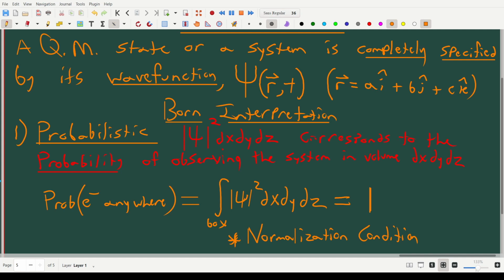Psi squared is a probability measure, and that's why the wave function is so important. If we know psi squared, we know everything about the system probabilistically. We know the chance that an electron is going to be anywhere, and we can calculate exactly the probability of it being somewhere, whether it's in the middle of the box, on the edges of the box, or floating in the middle. This will tell us that.